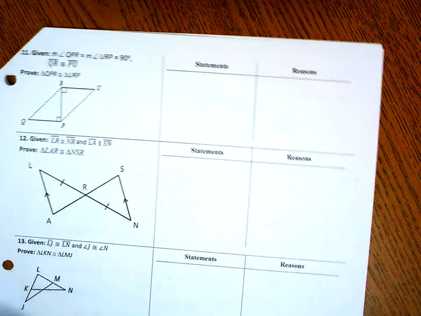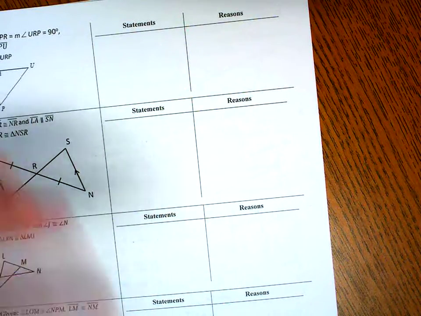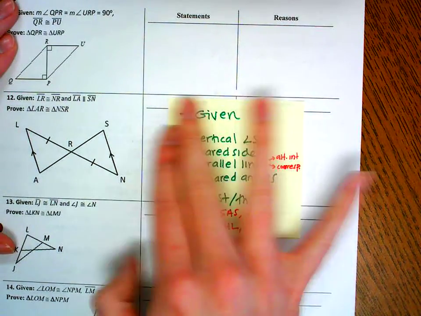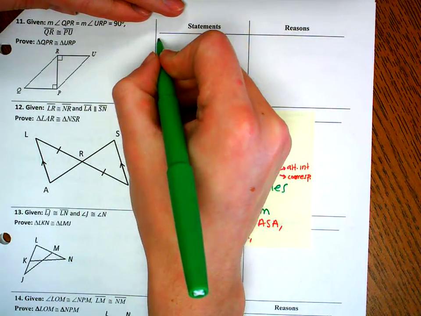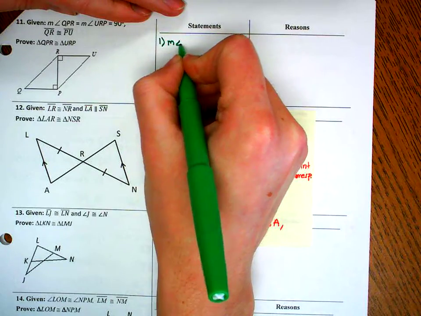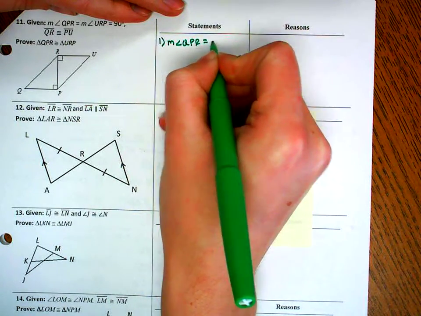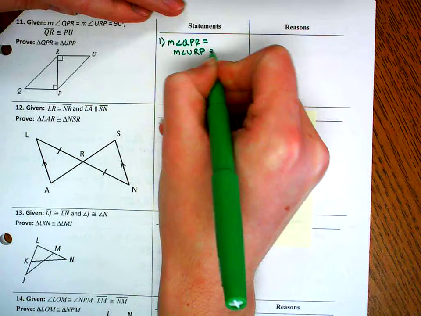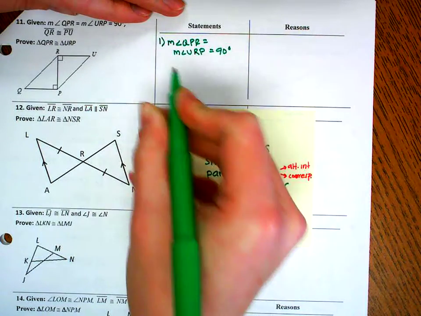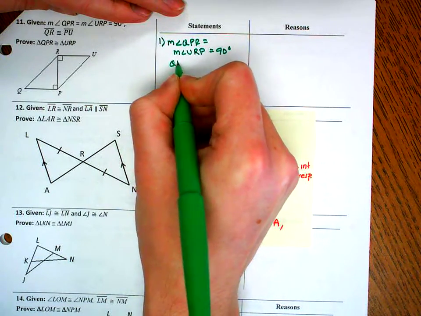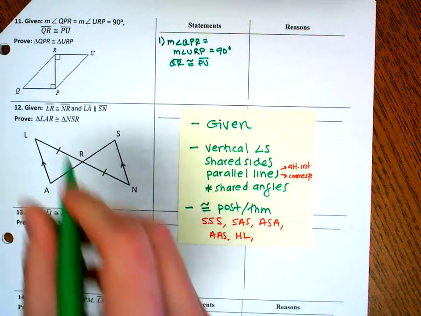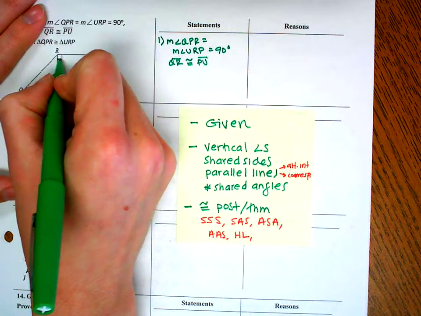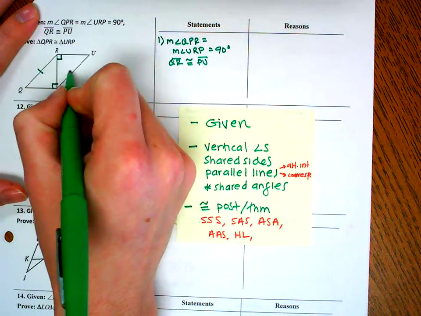I lost my sticky. One second. So in the last video, we made this sticky note to show you the 3 steps that you're going to go through for each problem. So we're going to start by copying our given information, which is that the measure of angle QPR is equal to the measure of angle URP, which is equal to 90 degrees, and also that segment QR is congruent to segment PU. So that's given information. Let's make sure it's marked in the picture. Well, here's the two 90s they talked about, QR, PU.